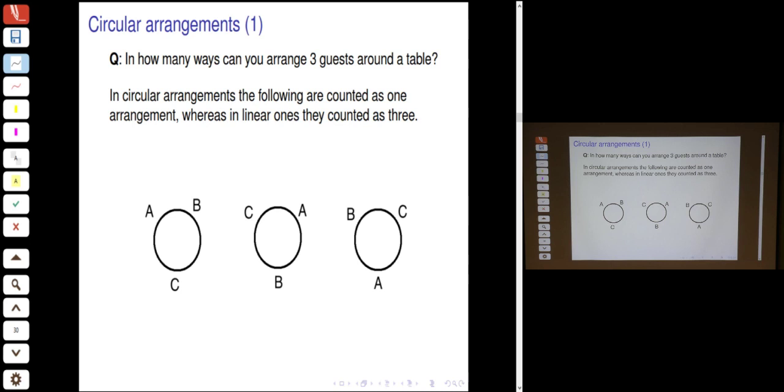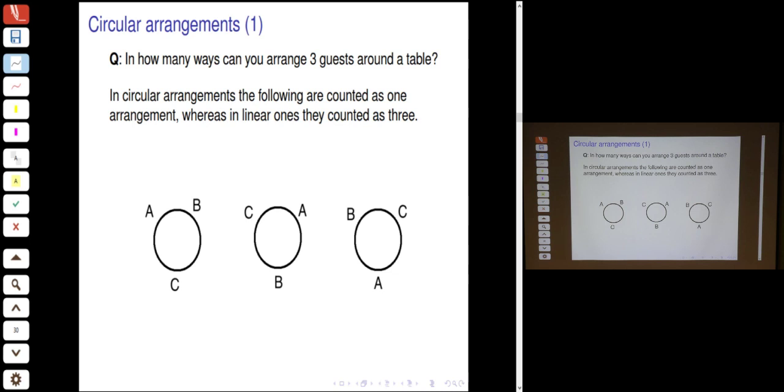Okay, so now we don't do things on a line. Instead, we do it on a circle. In how many ways can you arrange 3 guests around a table? The 3 guests are A, B, C. Now what's the difference between arranging things on a line and arranging things on a circle? On the line, you have the first position and the last position. On the circle, well, no.